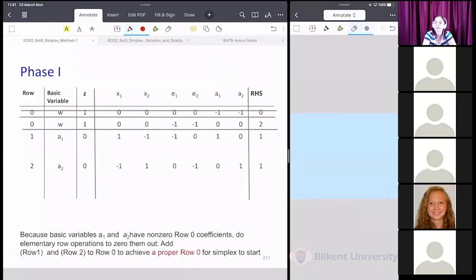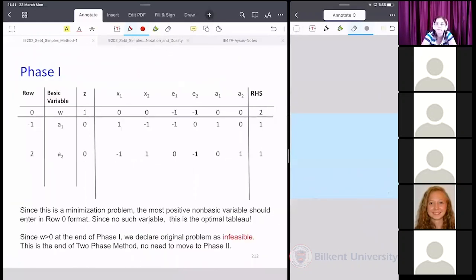I made a proper simplex table for a minimization problem. And for a minimization problem, this is optimal. All row 0 coefficients are negative. I'm done. I don't need to do anything. So phase one stops, saying that phase one is optimal.